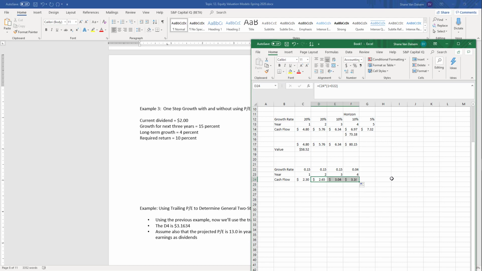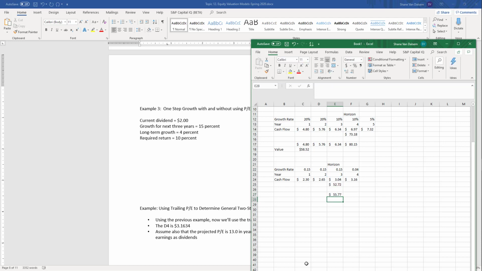Then I'm just going to pull this out. Again, our horizon value is at year 3 because year 4 starts the constant growth. So I'm going to take the dividend for time 4 divided by the required rate of return, which in this case is 10%, minus that constant growth of 4%, to get us a horizon value of $52.72. I'm going to add these together now.